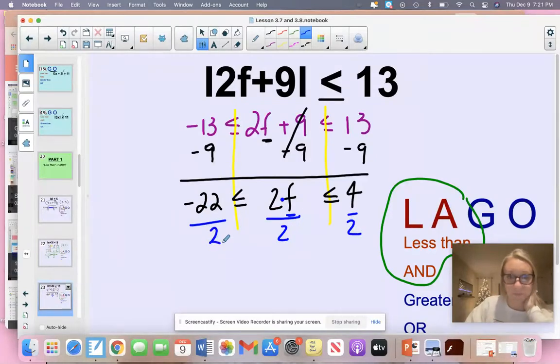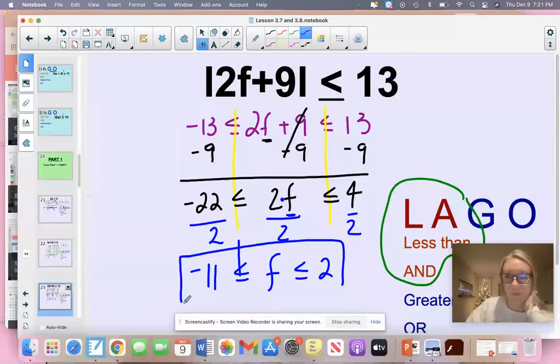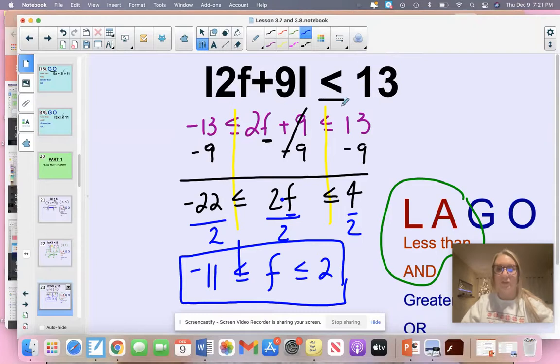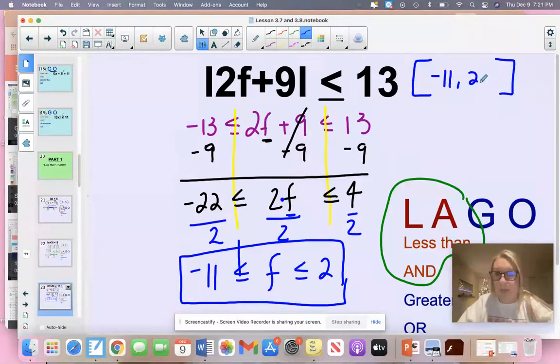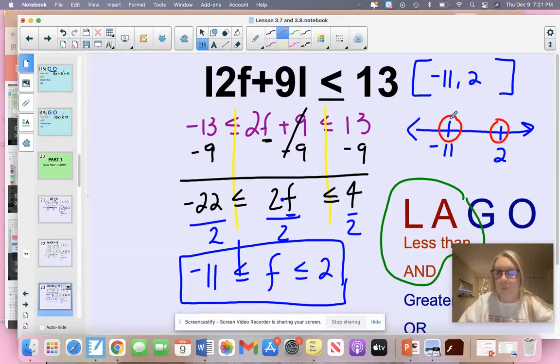So here we are. And now I've got negative 22 divided by 2 is negative 11, less than or equal to f, less than or equal to 2. So here's part 1 of your answer. We can write it in interval notation. Now, because it's less than or equal to, we would use brackets. And we can graph it. And because it's a bracket and it involves that less than or equal to, these circles here will be closed. So these will be closed and we'll shade right in the middle.